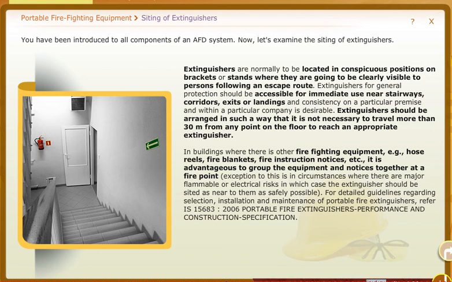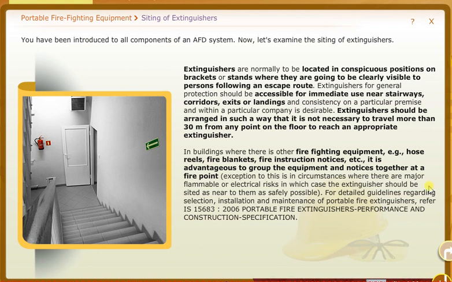Extinguishers should be arranged in such a way that it is not necessary to travel more than 30 meters from any point on the floor to reach an appropriate extinguisher. In buildings where there is other firefighting equipment, for example, hose reels, fire blankets, fire instruction notices, etc., it is advantageous to group the equipment and notices together at a fire point. Exception to this is in circumstances where there are major flammable or electrical risks, in which case the extinguisher should be sighted as near to them as safely possible.